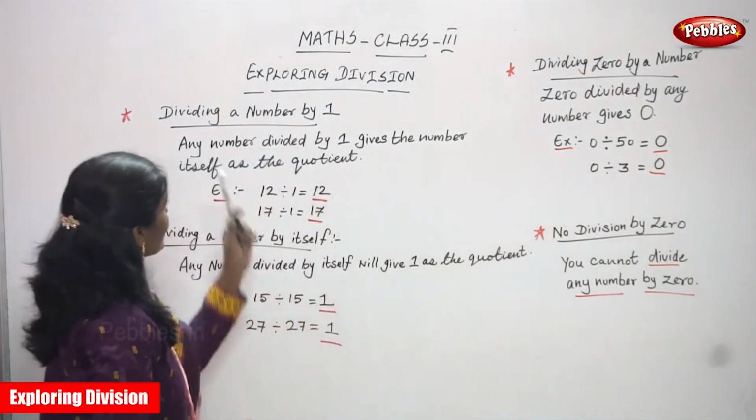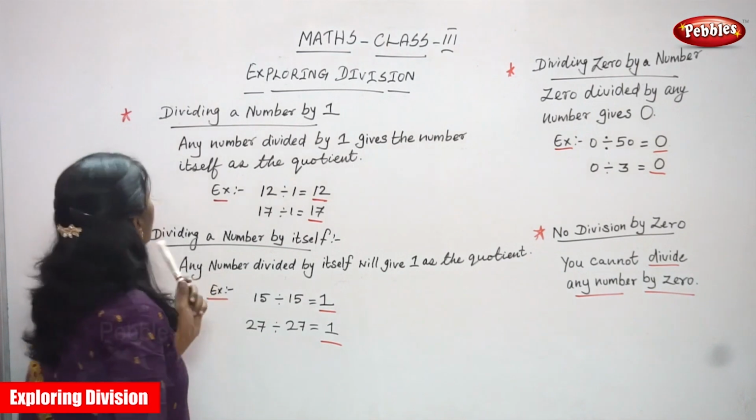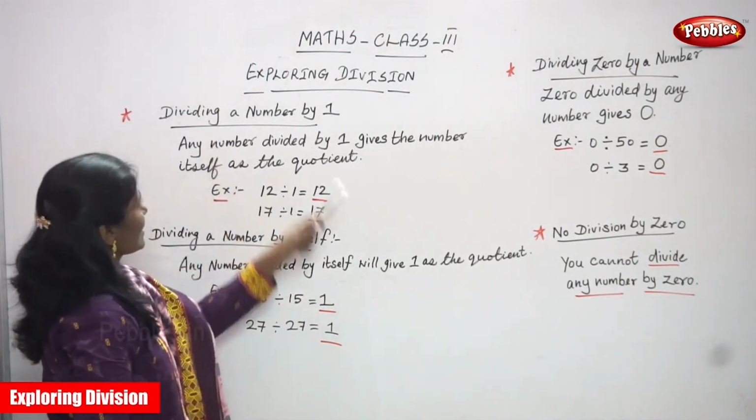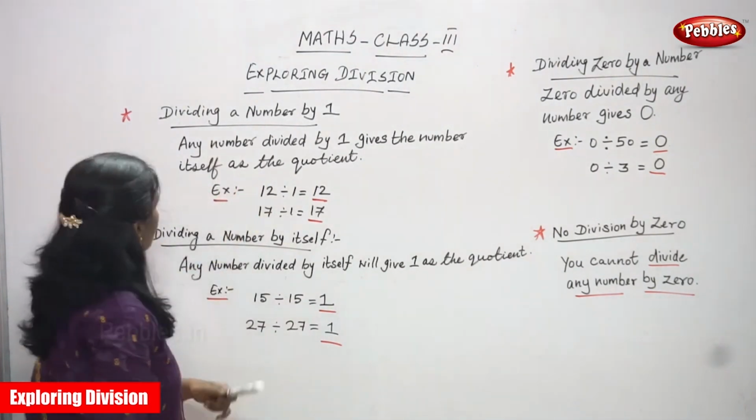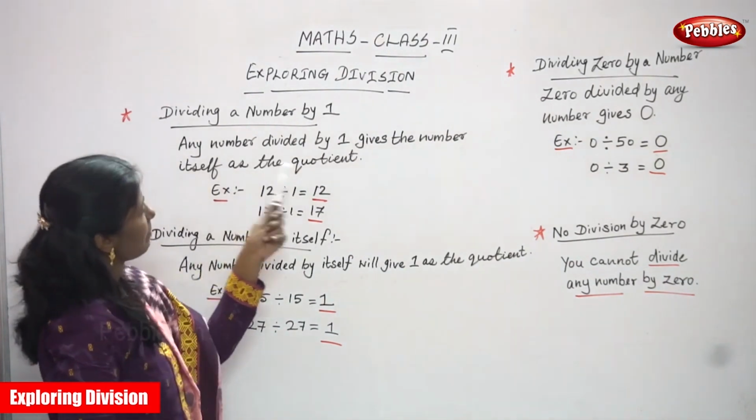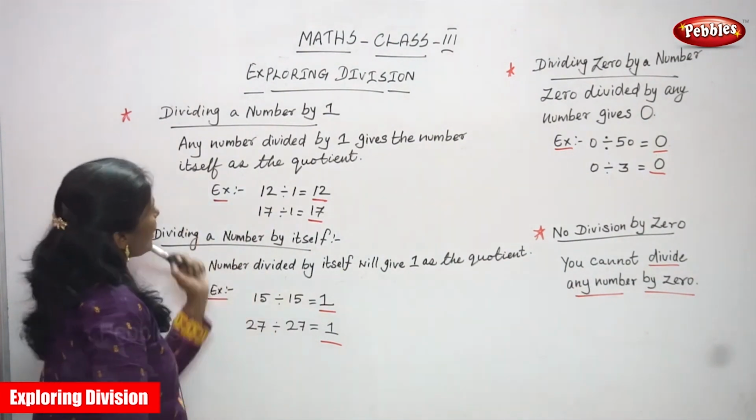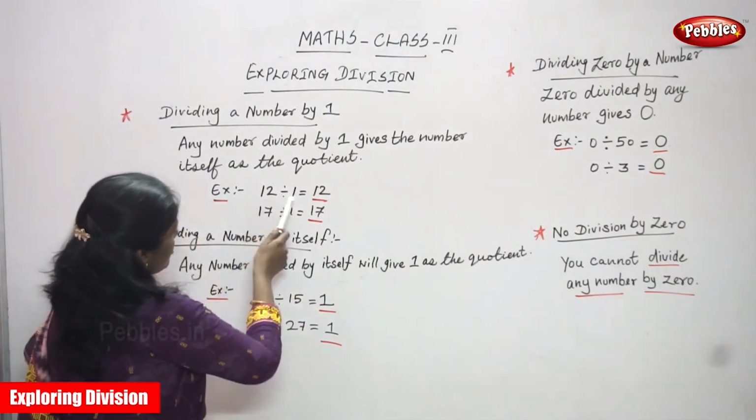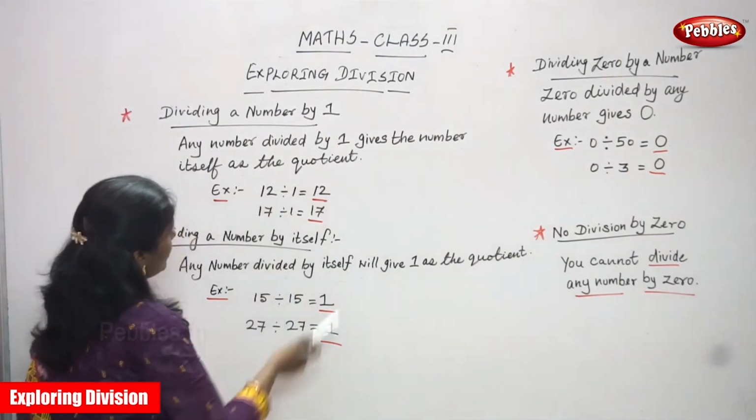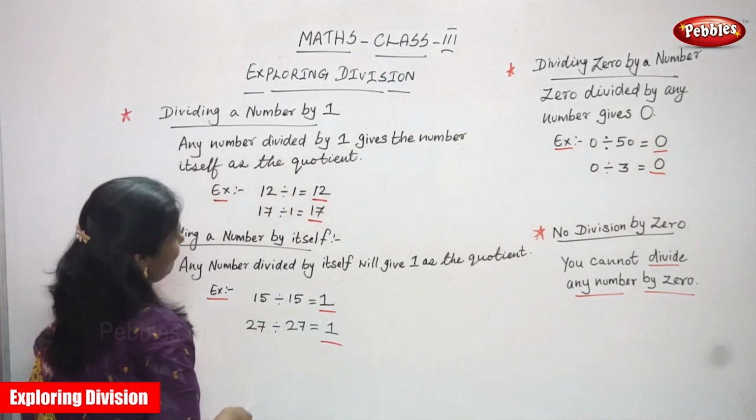Now we are going to explore division, that is, the properties of division. The first property is dividing a number by 1. Any number divided by 1 gives the number itself as the quotient. So if 12 is divided by 1, what do you get? Any number divided by 1 gives the number itself.